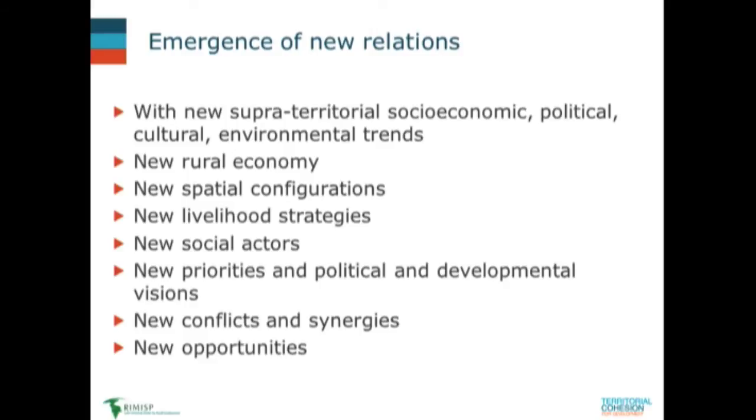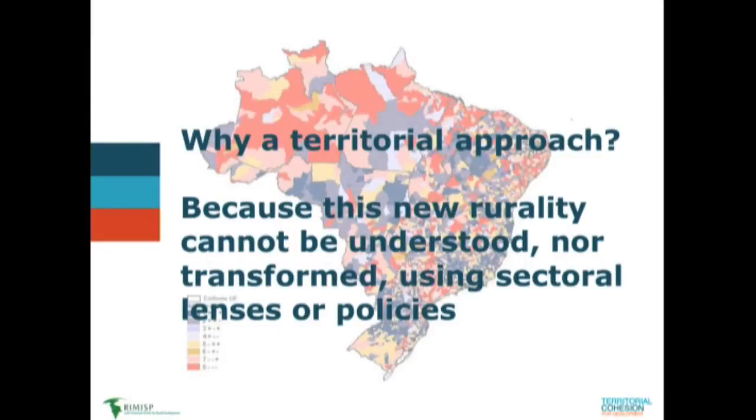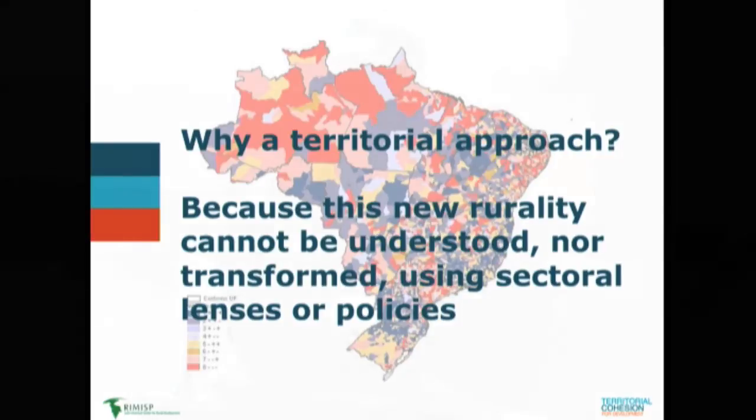New social actors: it is no longer just farmers, large or small farmers, and food traders. We have bureaucrats, we have NGOs, we have politicians, we have skilled manufacturing workers, et cetera, et cetera. All of these actors in rural society bring new priorities, new visions of development, new visions of politics, where they want to go, new conflicts, new synergies, new opportunities. So why a territorial approach? Because as rural societies develop, we can no longer understand this reality, nor transform it if we look at it or act upon it with a single tool or the single lens of a single sector, whether it be agriculture or anything else.